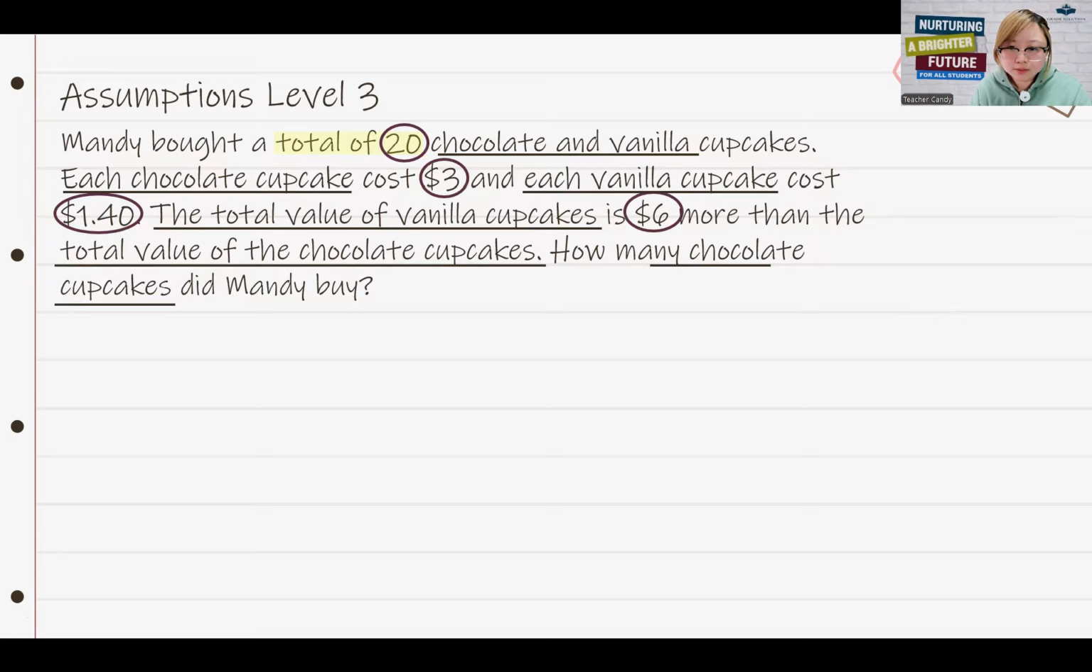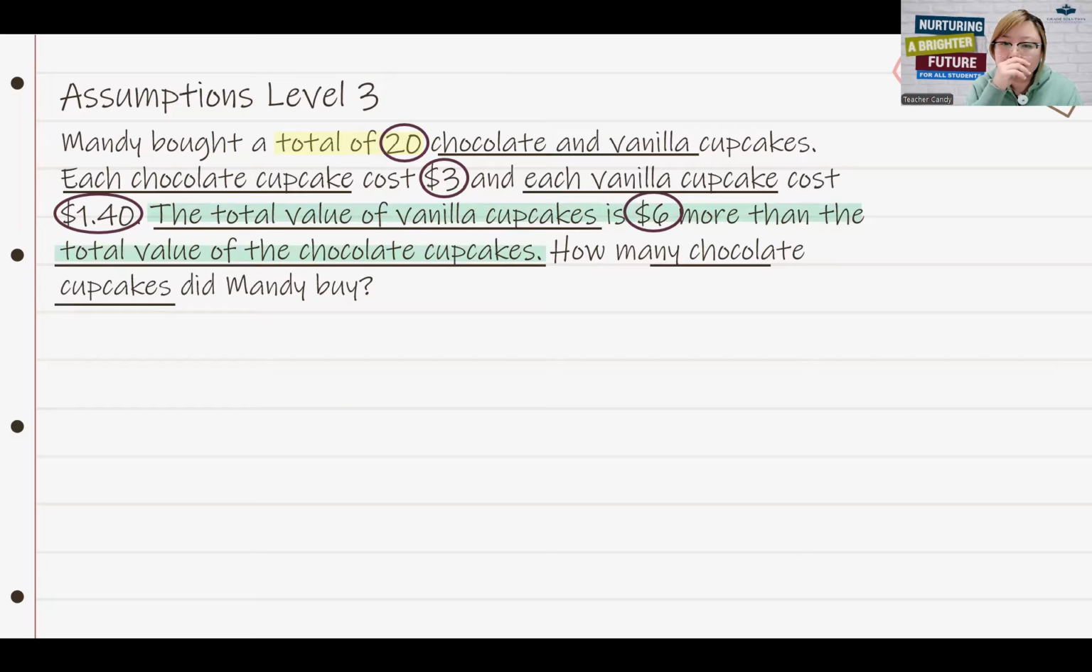Looking at this question, it is different from the chicken and cows question where you are given the total number of legs, or those quiz questions where marks are given for correct answers and you have to deduct marks for incorrect answers. Those are the easier ones. But for this one, they give you the total difference. The total value of vanilla cupcakes is $6 more than the total value of the chocolate cupcakes. So how are we going to calculate this?